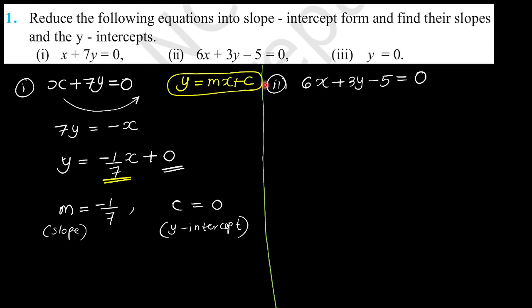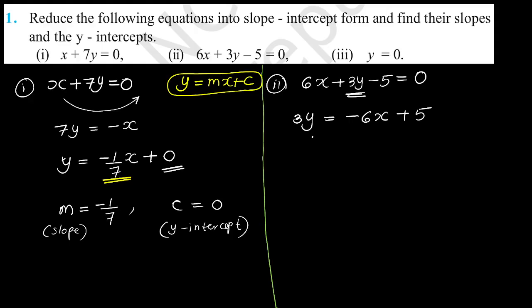You have to keep y alone on the left side. Let me keep 3y on the left side. The other two terms are taken to the right side. Other two terms taken to the other side. The 6x becomes minus 6x. Minus 5 becomes plus 5.